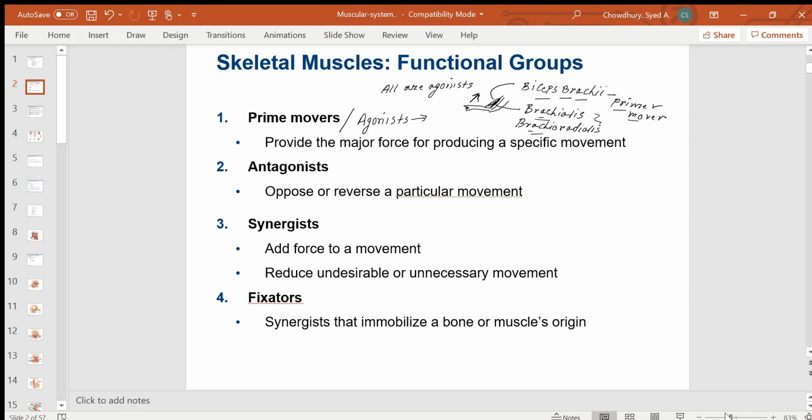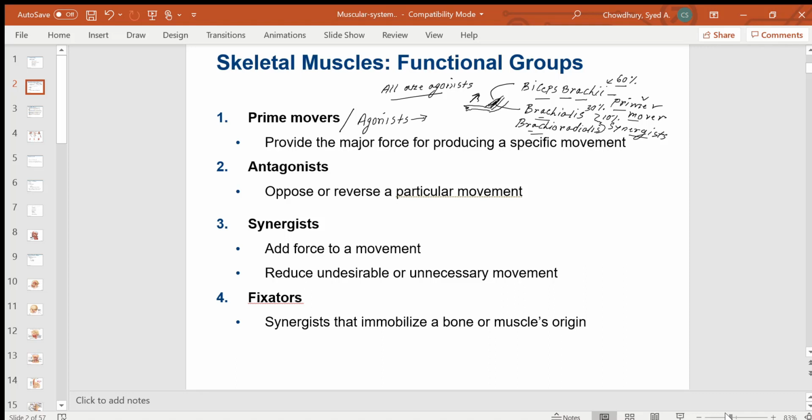And these two are helping, assisting. These are called synergists, the helpers or assistants. For that flexion of the forearm, if I say that biceps brachii gives 60% force, brachialis gives 30%, and brachioradialis gives 10%. Make sense? All these together are causing that movement. That's why all these are agonists. However, this one is giving the main force, so this is the prime mover. And these two are assisting, so these two are synergists.